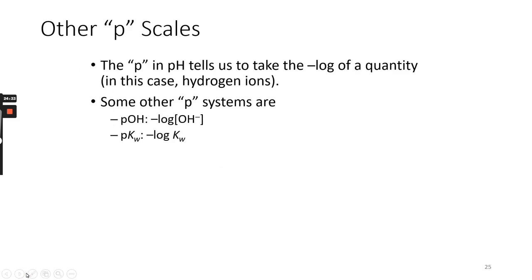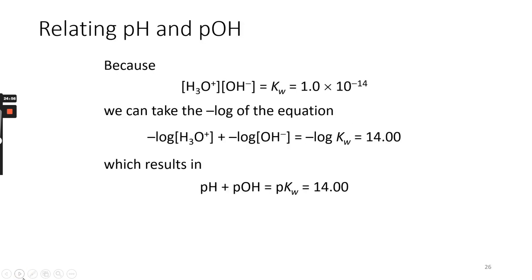There are other P scales, okay? P just means the negative log. So you could have pOH, which is just the negative log of hydroxide. You could have pKw, which would be just the negative log of Kw. So P means the negative log. Again, if you do hydronium times hydroxide, you're going to get Kw, which is equal to 10 to the minus 14. If you take the negative log of everything here, you're going to get that the pH plus the pOH equals 14, or pKw, okay?